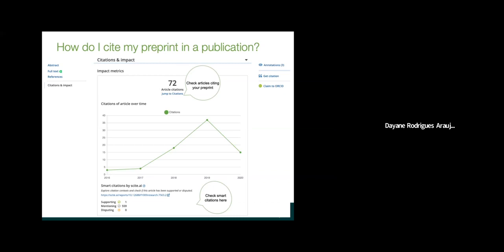Since we are already on this citation page, I just would like to highlight a nice feature here. There's the Smart Citations, which shows if an article or preprint has been supported or disputed. So I just thought it would be nice for you to know that there's one more feature here.